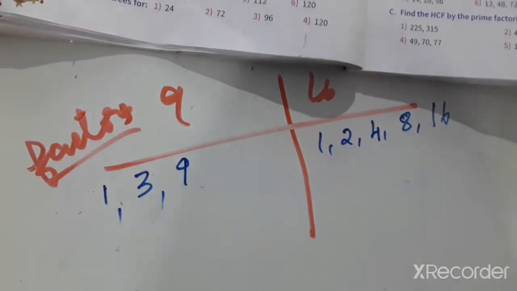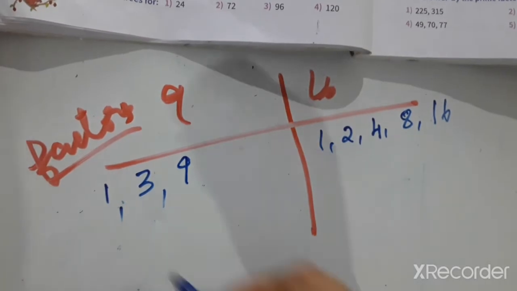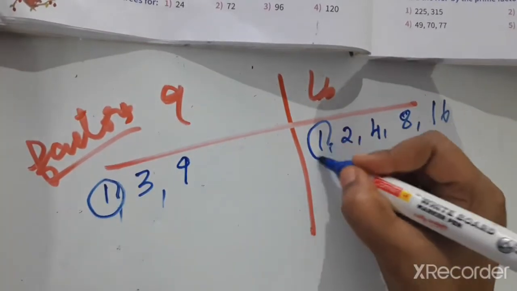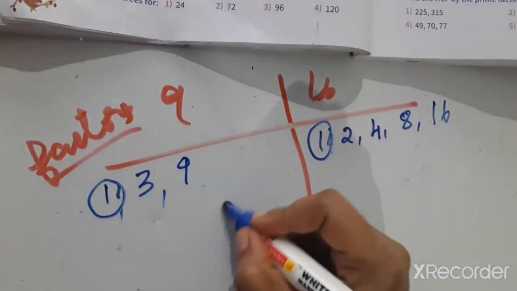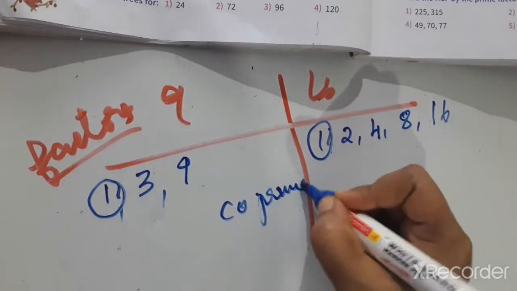So any common factors? Yes, 1 is a common factor, and only 1 is a common factor. Then this is a co-prime number.